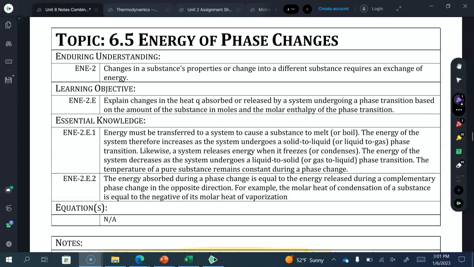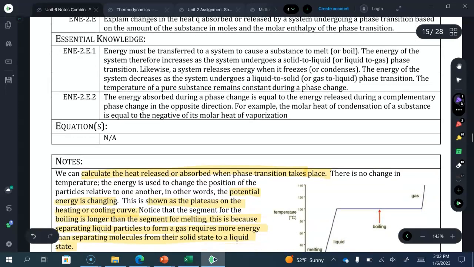Hello everyone, welcome to topic 6.5, energy of phase changes. By the end of this, you should be able to explain the changes in heat absorbed or released by a system undergoing a phase transition, so solid, liquid, gas transitions, based on the amount of the substance in moles and the molar enthalpy of the phase transition. There is technically an equation, and that is Q is equal to m delta H, or Q is equal to n, where n is moles, delta H.